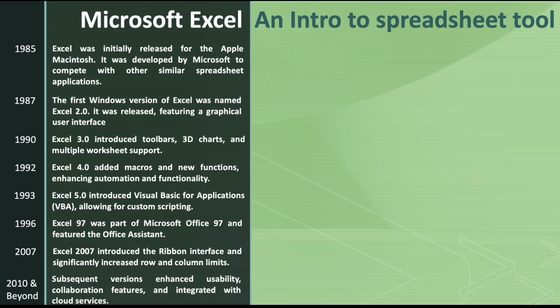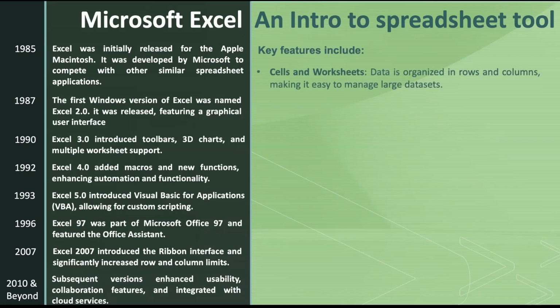Now let's look at some of the key features of Microsoft Excel. Excel consists of cells and worksheets. Each cell can contain any type of value, while the collection of these cells is contained within a worksheet. This structure helps in keeping data organized, making it easier to manage large data sets.